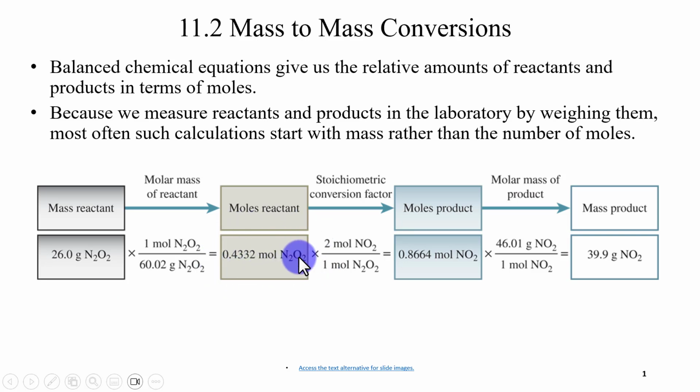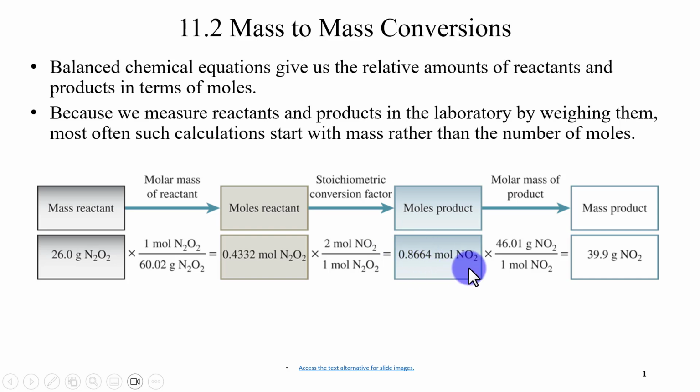Now that I know how many moles of N2O2 I have, I can calculate moles of NO2 by using the 2-to-1 ratio that is given from the balanced chemical reaction. So I have 2 moles of NO2 for every mole of N2O2. Moles of N2O2 will cancel, leaving me with moles of NO2. And that's what I have here.